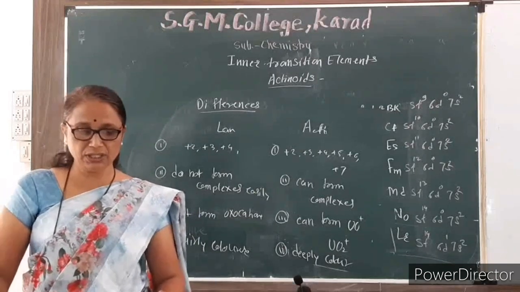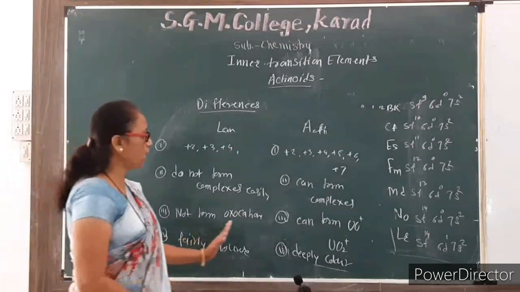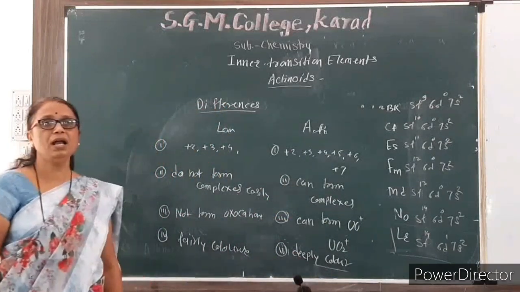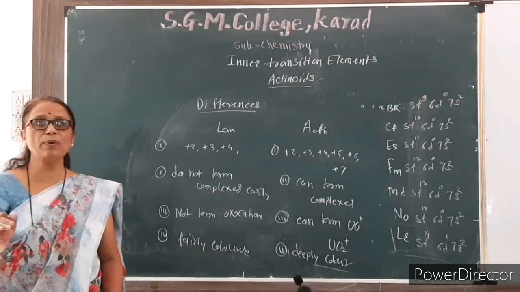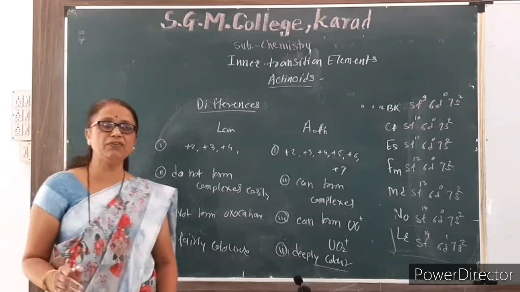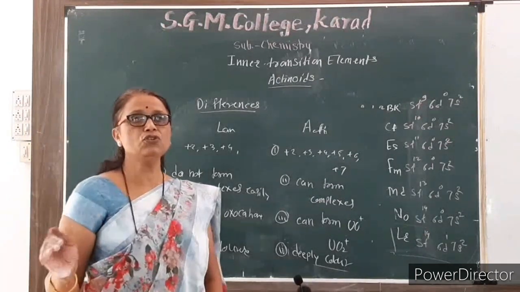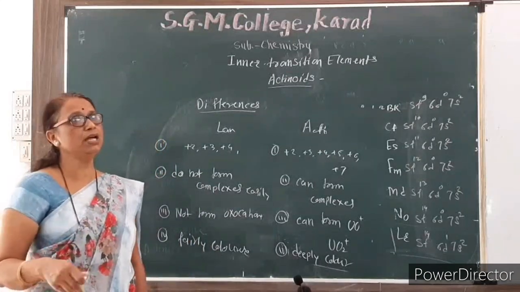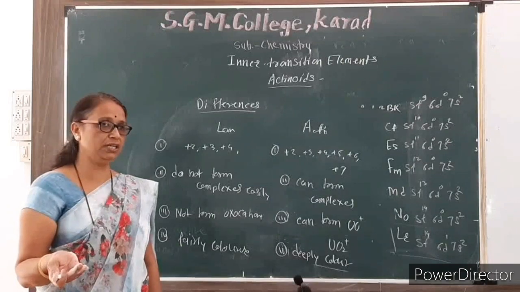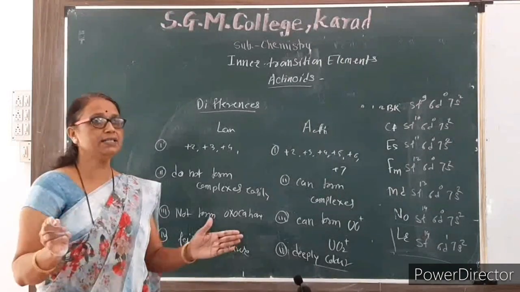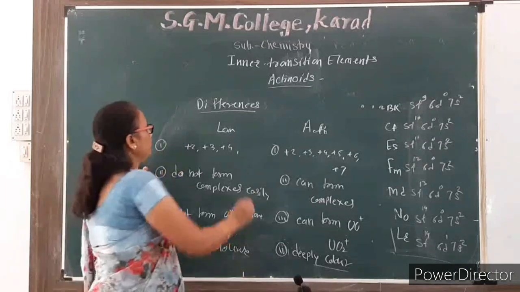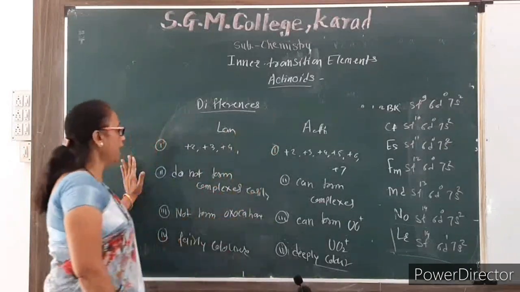Lanthanide contraction is less while actinoid contraction is more. Why? Because in lanthanides there is the shielding effect of the 4f, but in actinoids there is the shielding effect of the 5f, and 5f has a poorer shielding effect than 4f, and with poorer shielding, contraction is more. These are the differences between the lanthanides and actinoids.